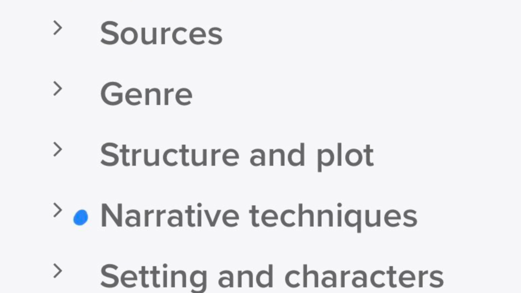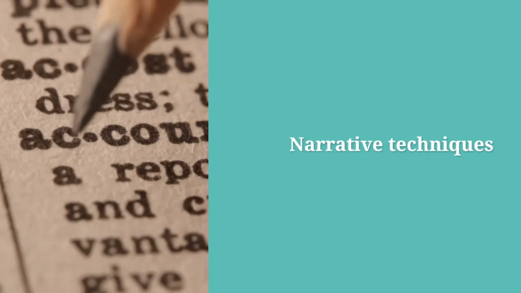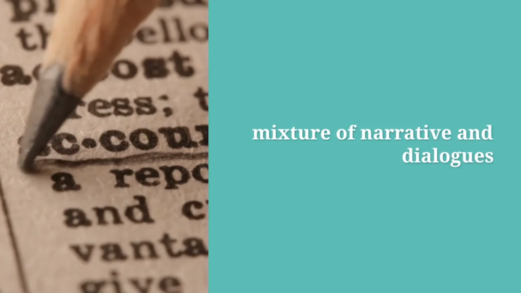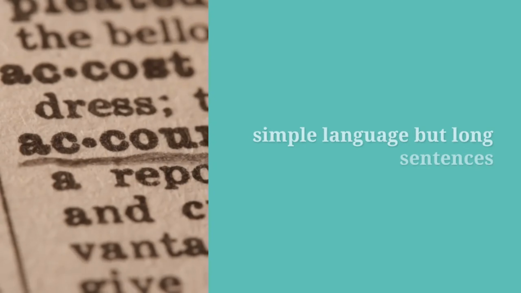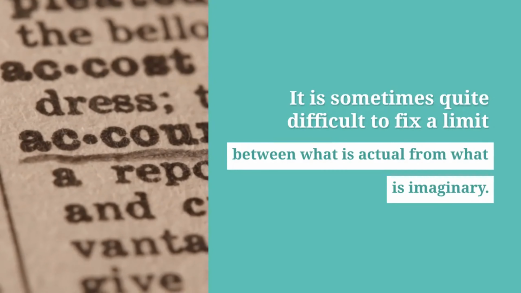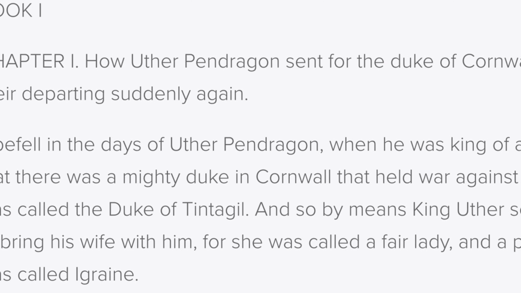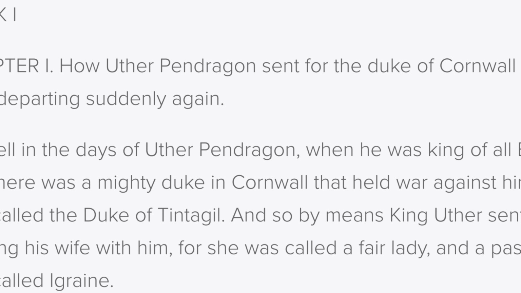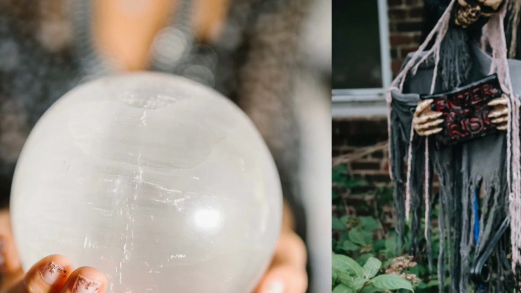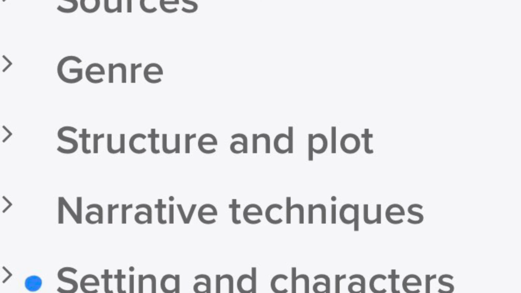Let's dive in the narrative techniques. This romance is a collection of episodes. It's quite episodic, but it incorporates both dialogue and narrative. The language is quite simple, and even though grammar looks unimportant to Malory, the long sentences that he uses are always understandable. At times, it may be difficult to discern between what is real and what is fictitious.